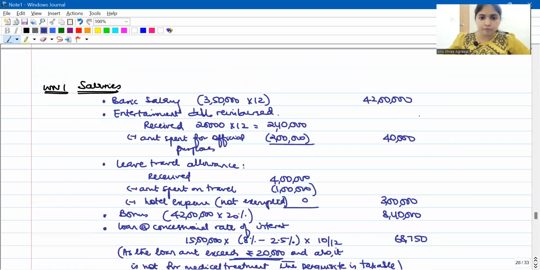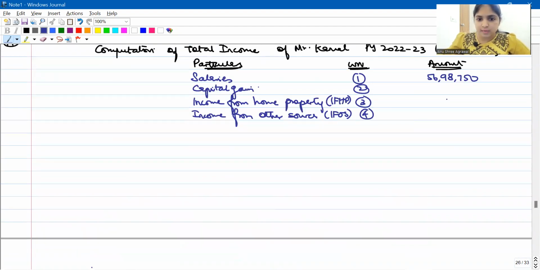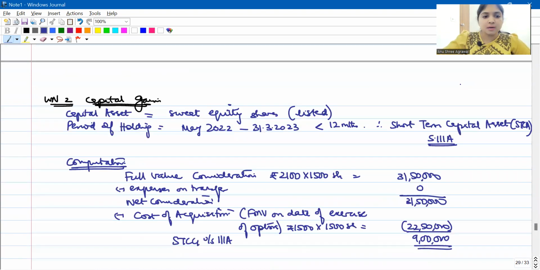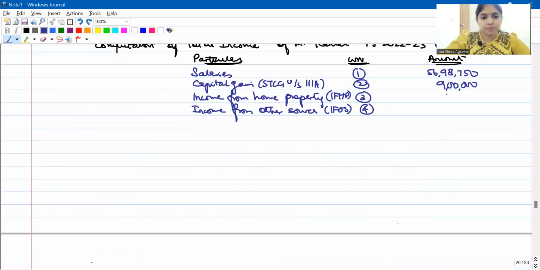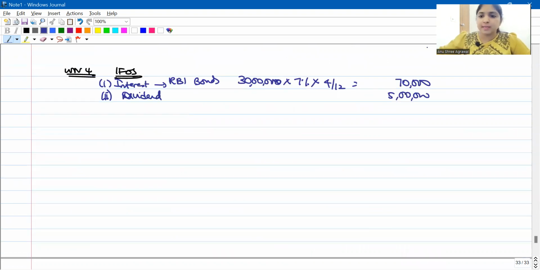Then coming to the second working note, we've already closed it. We have STCG of 9 lakhs. Come back to your main answer. Capital gains, STCG under section 111A, we have 9 lakhs. Then what's our next working note? IFHP. Even this we've already closed. 1,80,850. Come back to our main answer. 1,80,850 IFHP. And finally, income from other sources we have 5,70,000.